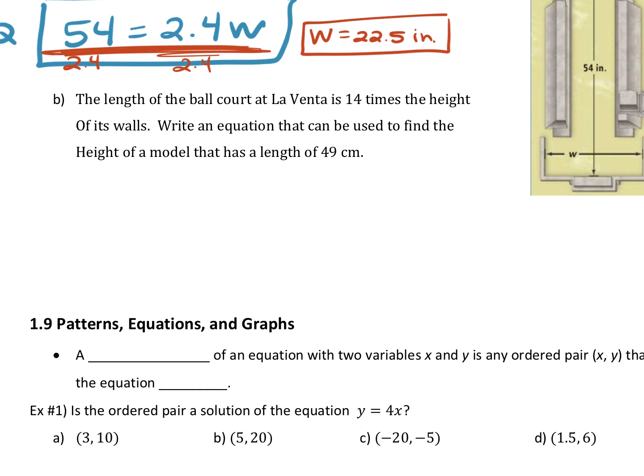I'm going to give you guys a minute to try this on your own. Please don't shout out the answer. I want you to try it first. Give this a go. It says the length of the ball court at La Venta is 14 times the height of its walls. Write an equation that can be used to find the height of a model that has a length of 49. Okay, so see if you can set that up as an equation.